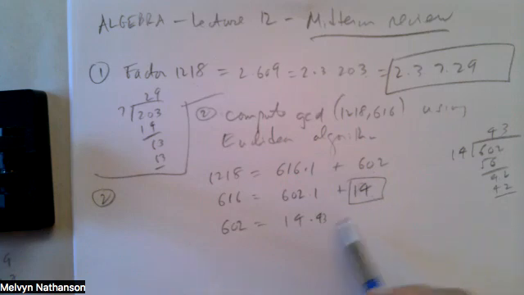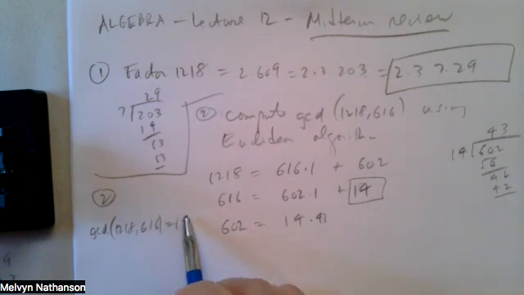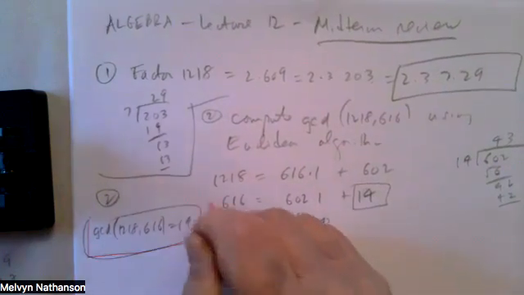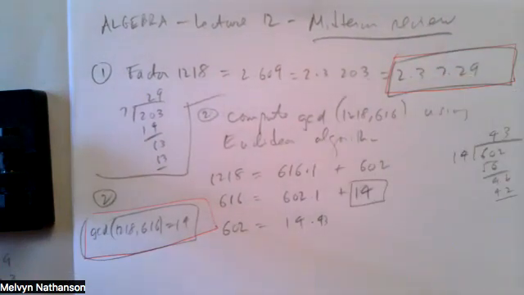So the last positive remainder is 14. So the GCD of 1218 and 616 is equal to 14. That's the answer. Any questions about this?